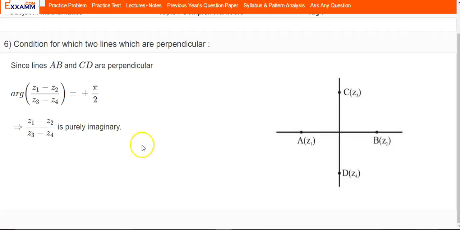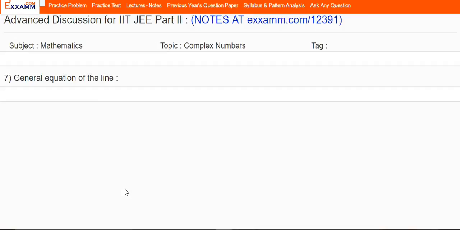When it is purely imaginary, then what is the condition? Then the sum of the complex number with its conjugate is equal to 0. So if earlier it was equal, now it is equal to minus of its conjugate. So (z1 minus z2) upon (z3 minus z4) is equal to minus (z1 bar minus z2 bar) upon (z3 bar minus z4 bar). This way we get the condition for two lines to be perpendicular when two points on each line are given in the complex plane.